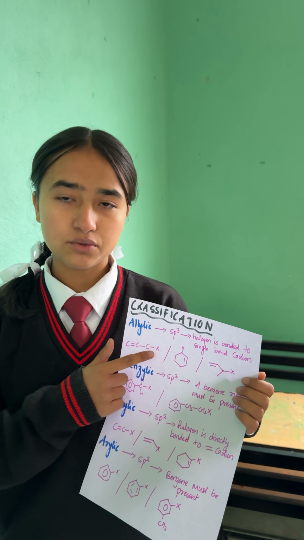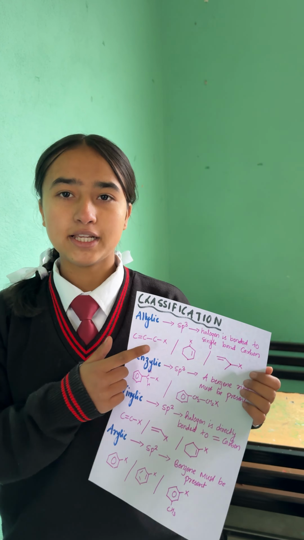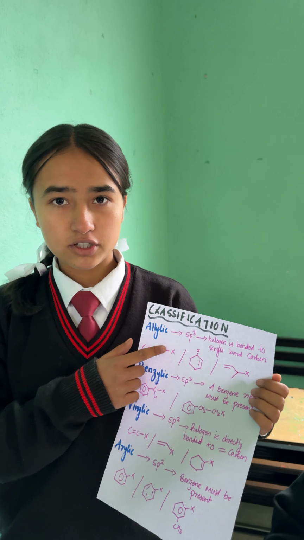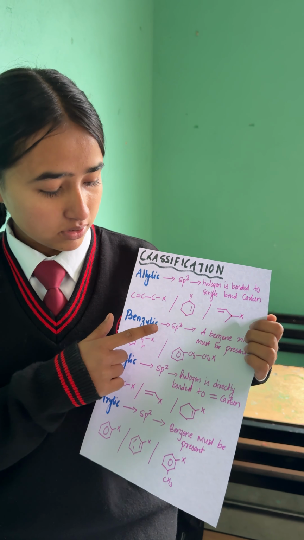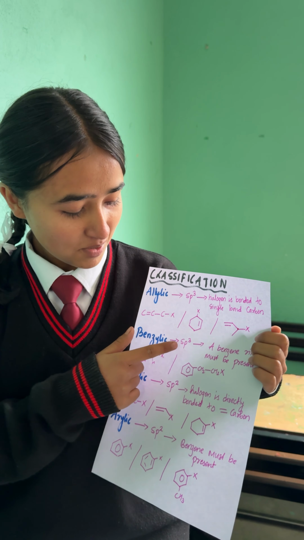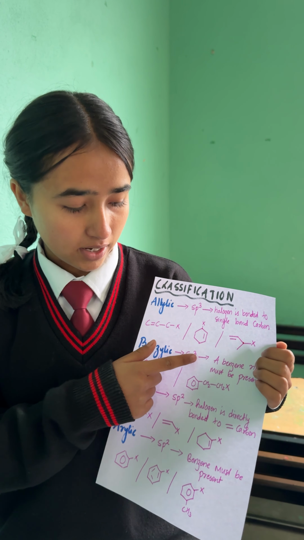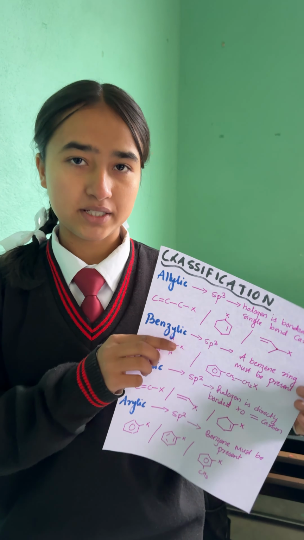These are the compounds in which the halogen group is bonded to an sp3 hybridized carbon, which is further bonded to a carbon-carbon double bond. Benzylic halide. These are the compounds in which the halogen group is bonded to an sp3 hybridized carbon and which is further bonded to a benzene ring.